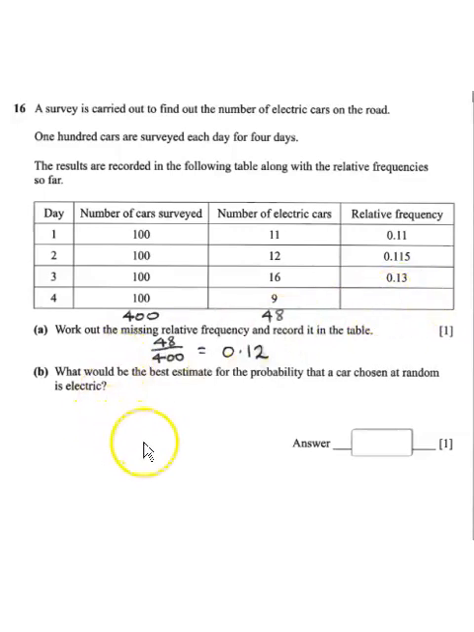For question B, it said, what would be the best estimate for the probability that a car chosen at random is electric? Now, because there was 400 cars surveyed at the end of it, 0.12 would be the best estimate to use, because the more trials you make, the more reliable it is. So we've done 400, we've taken 400 cars, which means it's going to be a bit more reliable than just taking a survey for 100.